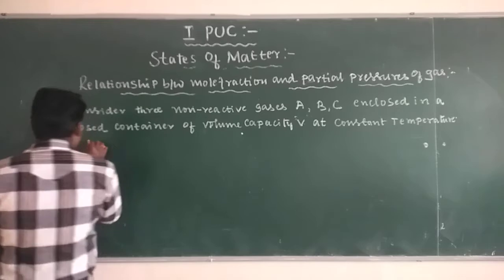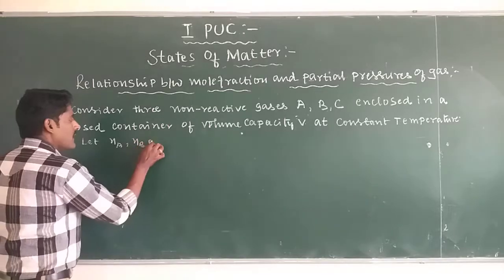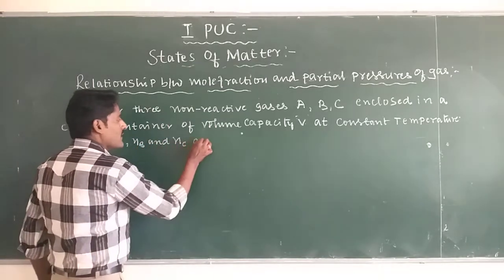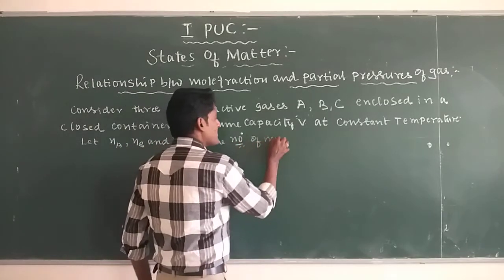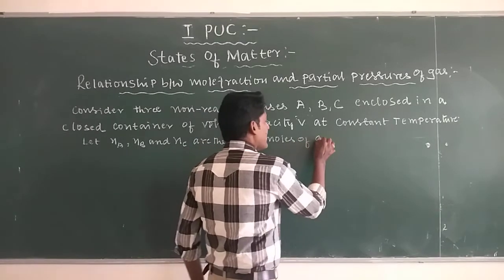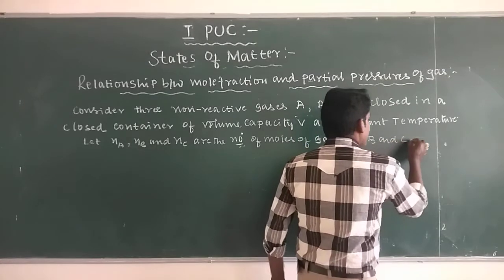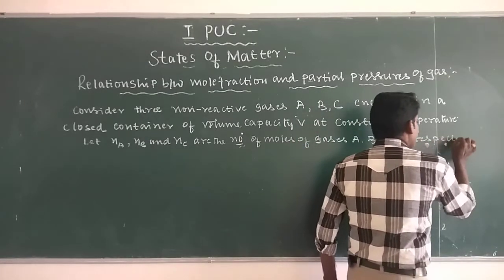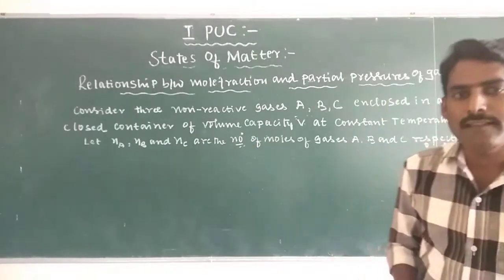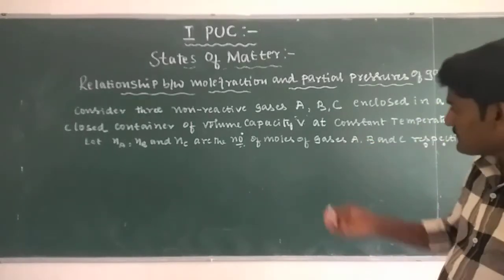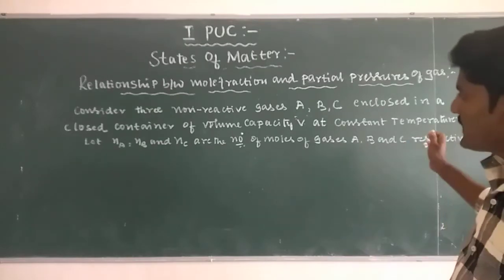Let Na, Nb and Nc be the number of moles of gases A, B and C respectively.